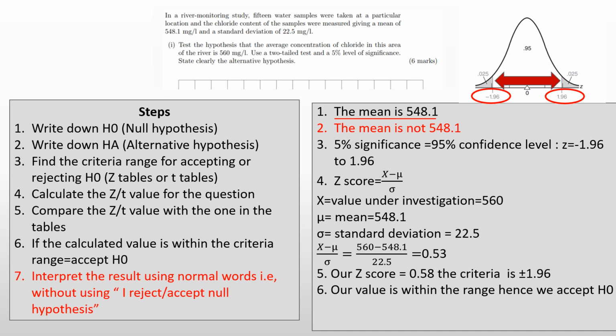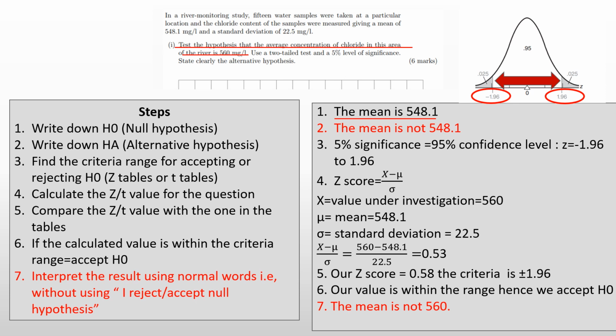And then the final step is the interpretation, right? Because we are accepting H0, we are saying the mean is 548, which means that it's not 560. The question was, is the mean 560? So our interpretation, now putting it in English, we say no, it's not, because we accepted the idea that the mean is 548, so it cannot be two things. So the mean is not 560. That's how you would do that.